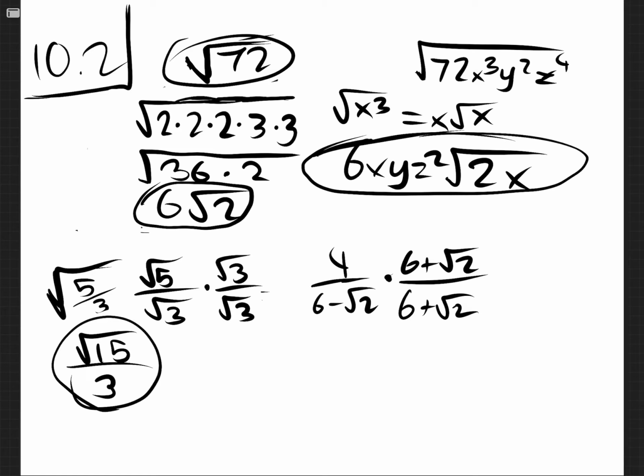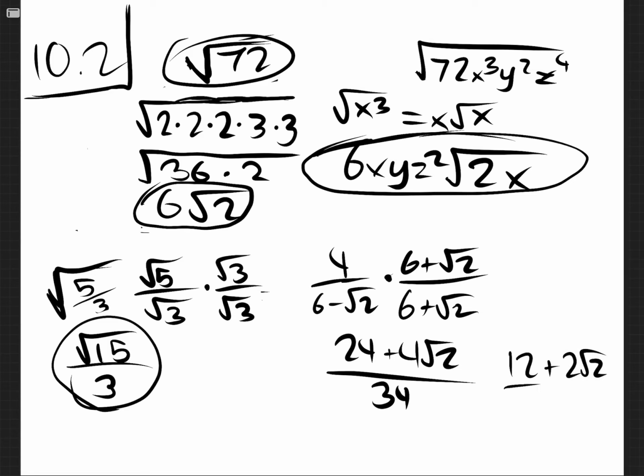So let's do the bottom first. Since we're doing difference of squares, that means it'll be 36 minus 2. And then on the top, we have 4 times 6, which is 24, and then 4 root 2. So 24 plus 4 root 2 over 36 minus 2, or 34. And then we can simplify further by dividing by 2. So we have 12 plus 2 root 2 over 17, and that is your final answer.